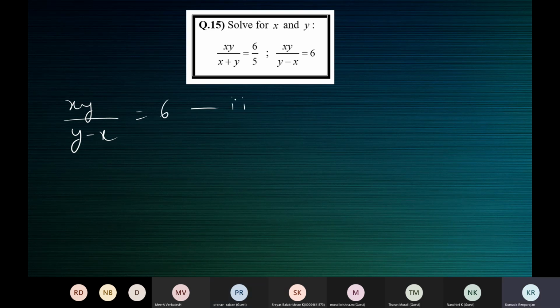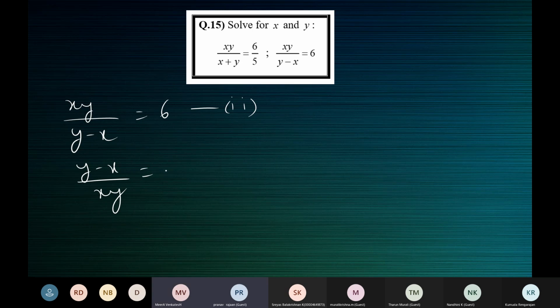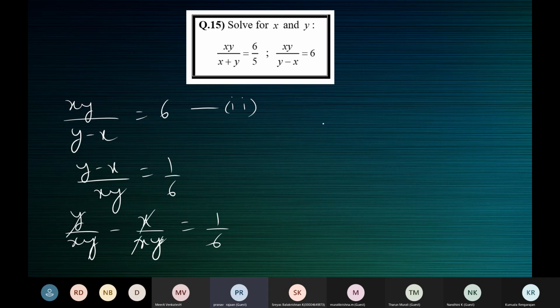This is the given second equation. Take reciprocals on both the sides. Y minus x by xy equal to 1 by 6. Now divide like we did earlier: y by xy minus x by xy equal to 1 by 6. If you cancel, it is equal to 1 by x minus 1 by y, equal to 1 by 6.